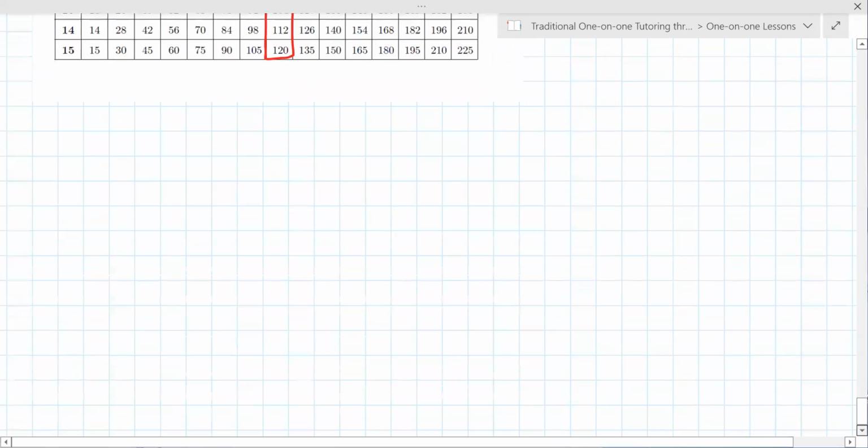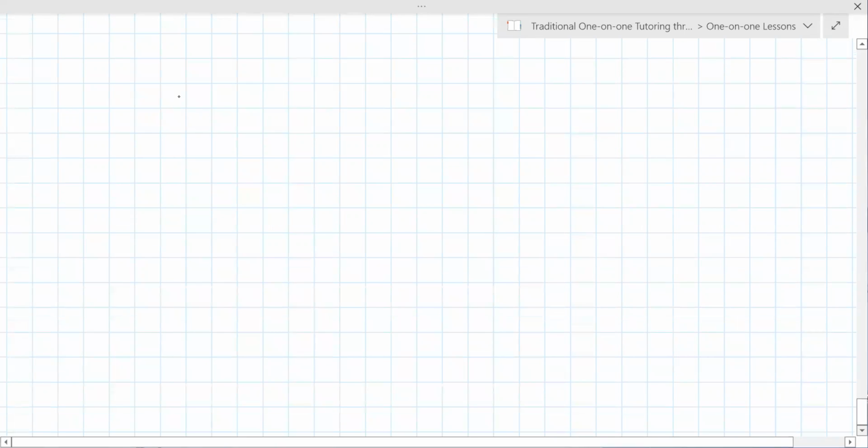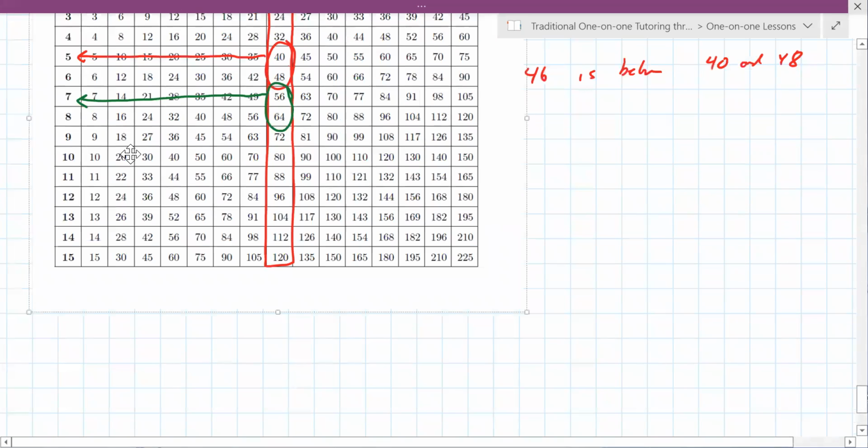Okay, so let's try another one here. 413 divided by 6. Okay, so we're going to go 6 outside the house, 413 inside the house. And you're going to need that multiplication table again. Let me grab that.